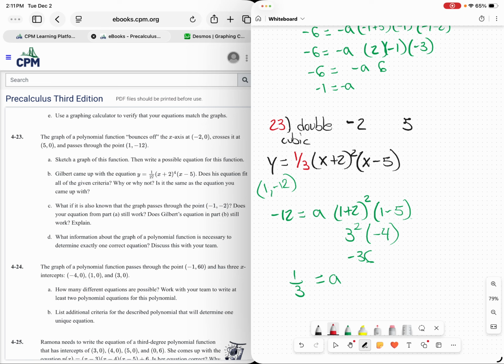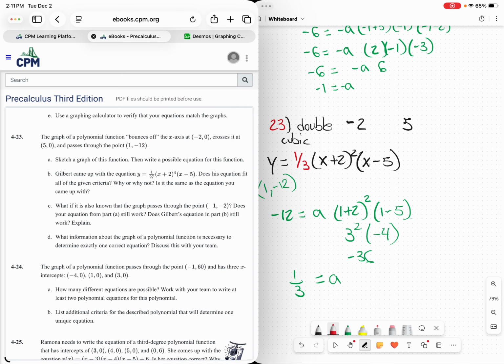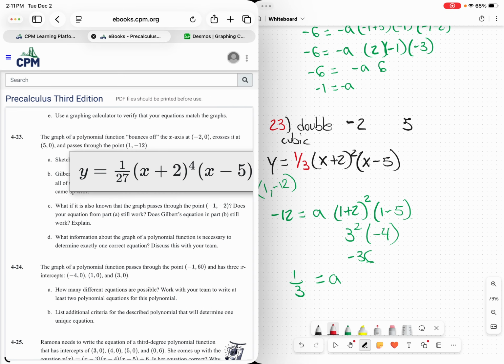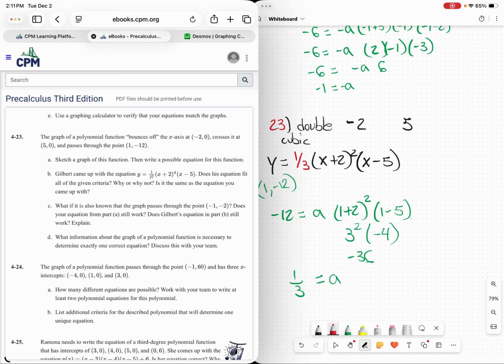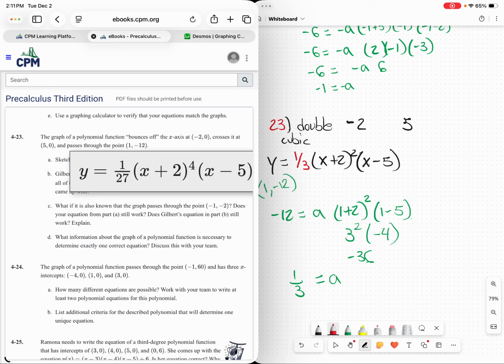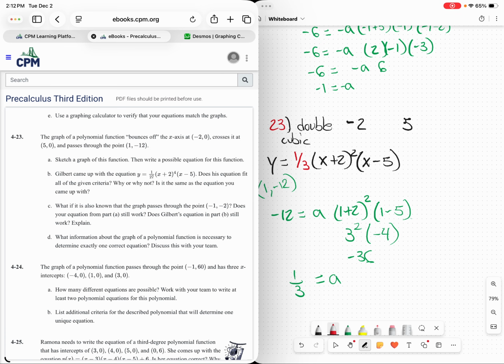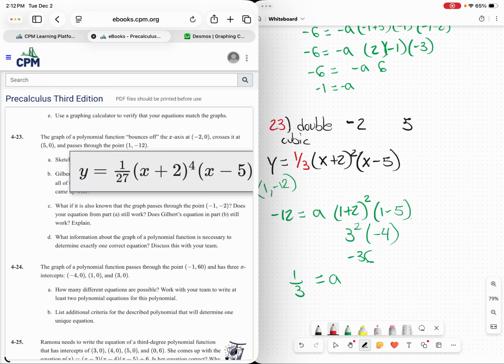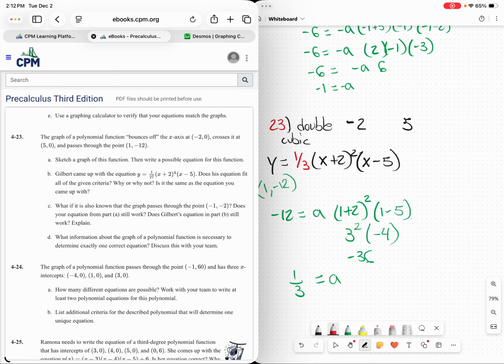It says B, Gilbert came up with the equation y equals 1/27 (x plus 2) to the 4th, and (x minus 5). Does his equation fit all of the given criteria? Well, let's see. If you plug in 1, you'll get 3 to the 4th. That's 81. 81 divided by 27 is 3, and then 1 minus 5 is -4. 3 and -4 is -12. So it does work, right? It bounces off at 2. It's just a 4th degree, right? Or a 4th root there. So yeah, it does work.